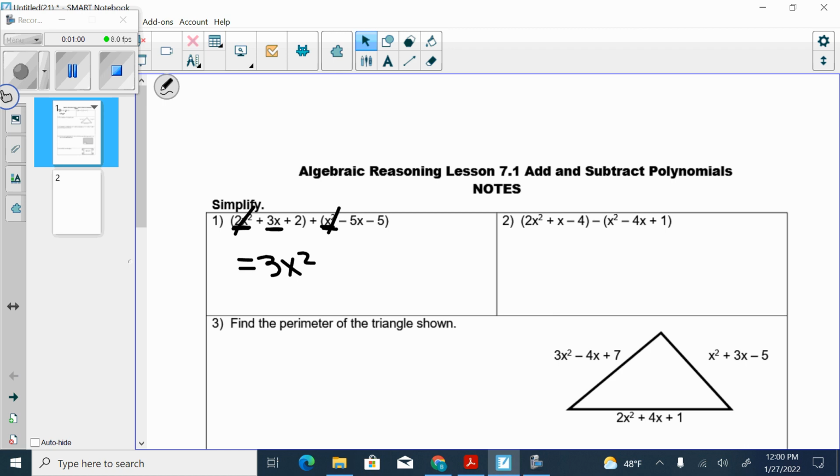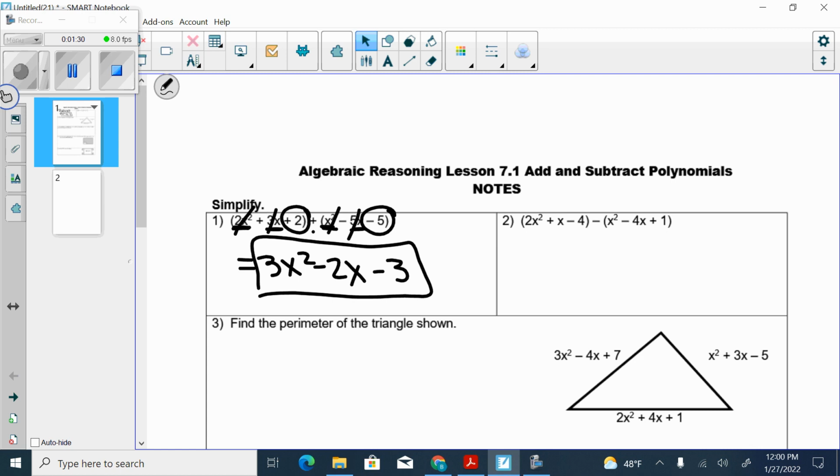Now I've got 3x. Anything like it? So I have 3x plus negative 5x. Negative 2x, very good. All right, so I combine those, done with those. Now I've got a 2 and a negative 5. What is 2 plus negative 5? Negative 3, all right? And that's it. That's all they want you to do. Just combine the like terms. Okay? All right, same idea on number 2.